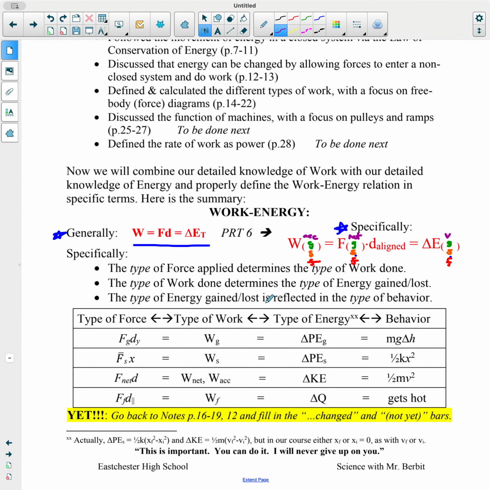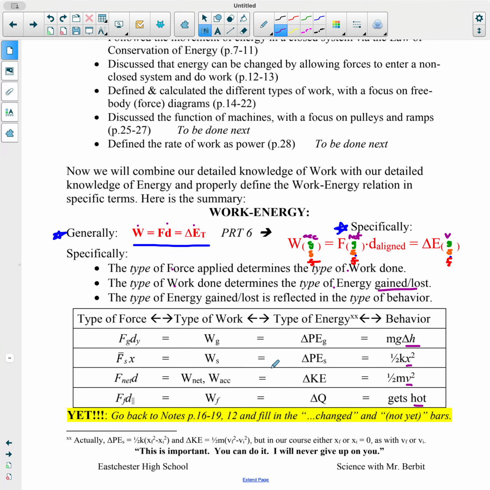We've been doing this. Here's the comments. The type of force determines the type of work. The type of work determines the change in, the gain or loss of the type of energy. The type of energy gained or lost gives you the type of behavior. So look at this. This is just saying FD, right here, equals W, right here, equals change in energy type, right here, equals behavior. And the behavior is a change in height, a compression or a stretch, a speed, heat.